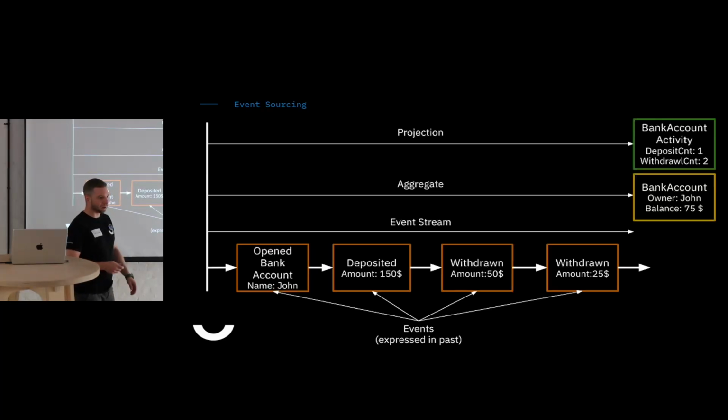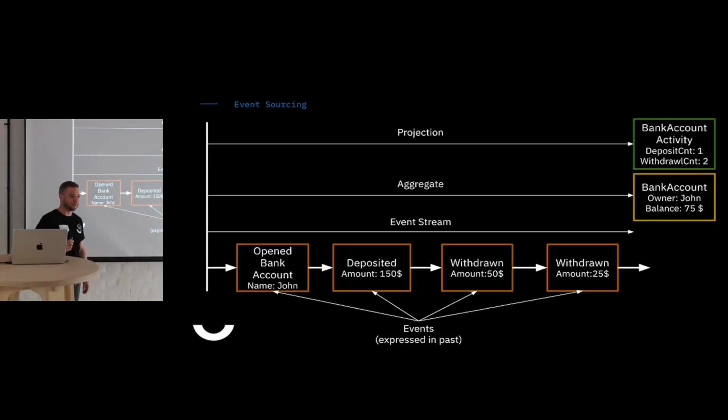So maybe we want to know some statistics and want to analyze how often John was depositing money or withdrawing money. And so we can just calculate it from the events that happened in the past. And that's called a projection. And maybe now you think, okay, what's the difference of an aggregate and a projection?